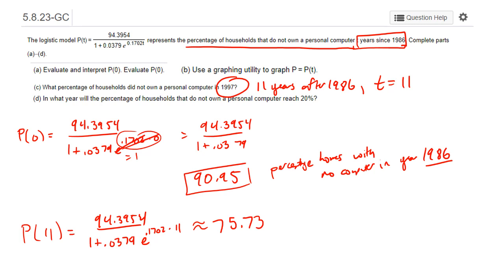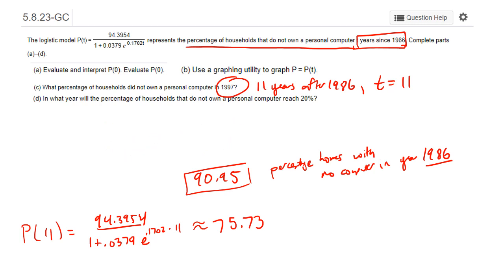So what percentage of households did not own a personal computer in 1997? About 75% of homes didn't have a computer. Part D: in what year will the percentage of households that do not own a personal computer reach 20%? Much like previous problems, now we know the value on the left and we have to solve for t.